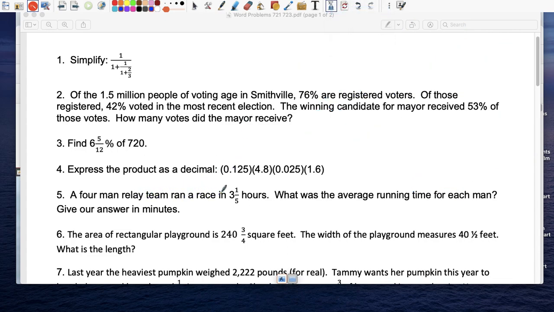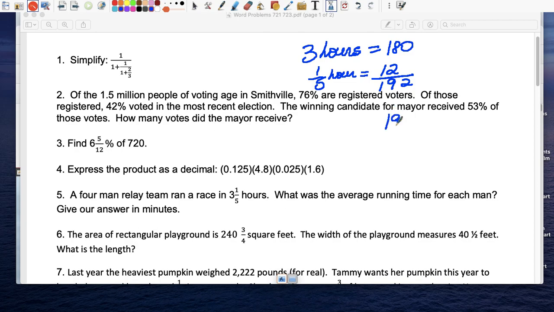A 4-man relay team ran a race in 3 1/5 of an hour. What was the average running time for each man? Give your answer in minutes. So they want the answer in minutes. Let's change 3 hours to 180 minutes. 1/5 of an hour, right, so if you take 60 and divide it by 5, it's 12 minutes. So the total here would be 192.